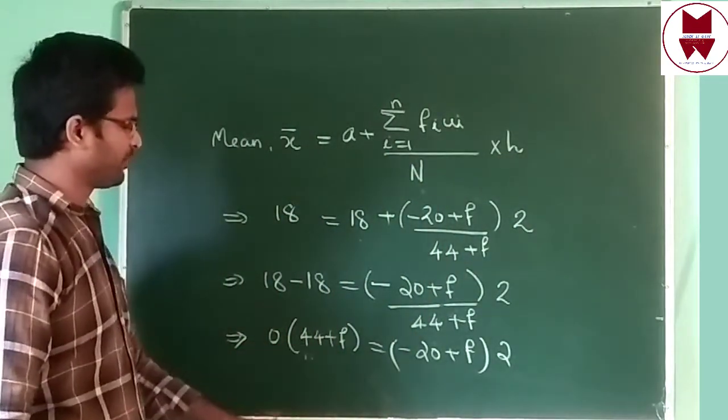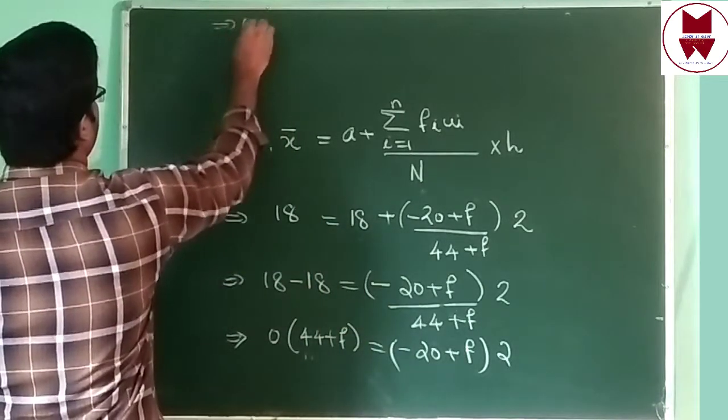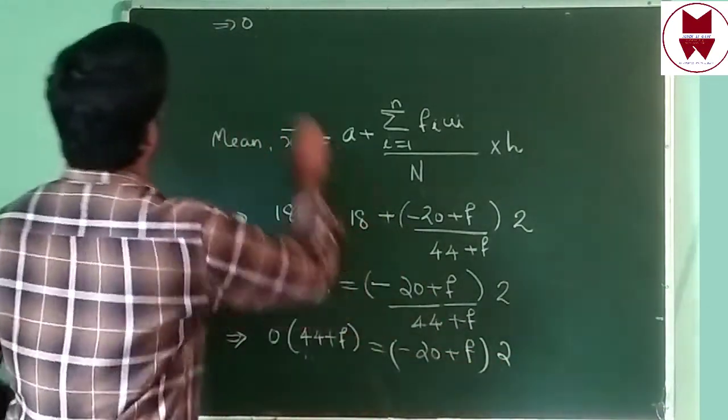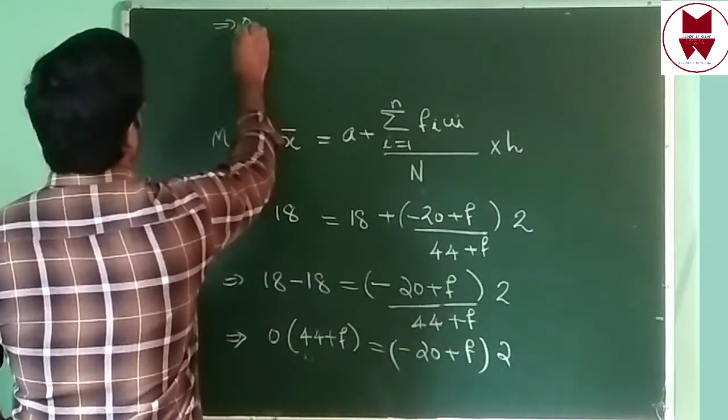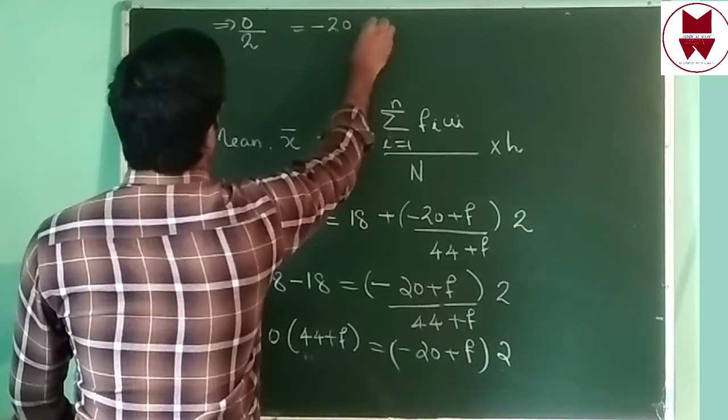0 into 44 plus f, 0 into any number, that will be 0 only. Then after, from the right side, 1, 2 is there. The 2 also bring to the left side. That will be in here into 2. Multiplication changes to divided by 2. Then remaining minus 20 plus f.